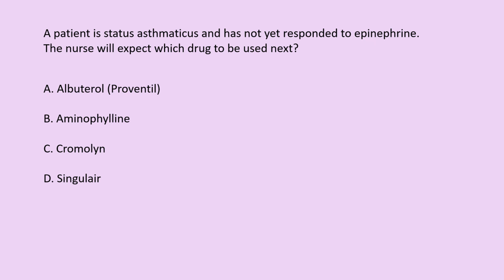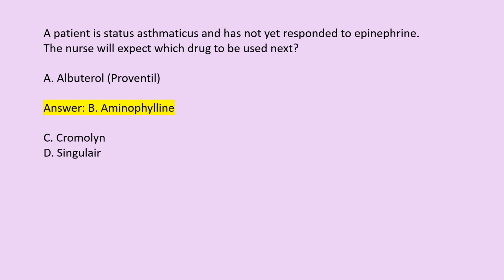A patient is in status asthmaticus and has not yet responded to epinephrine. The nurse will expect which drug to be used next? A. Albuterol, Proventil. B. Aminophylline. C. Cromolyn. D. Singulair. Answer: B. Aminophylline.